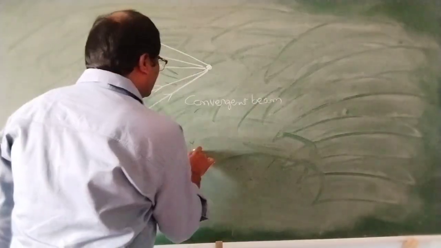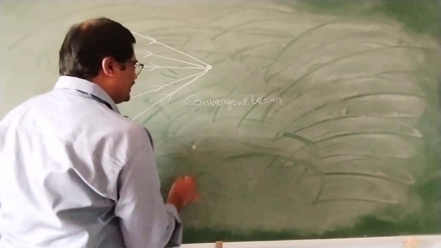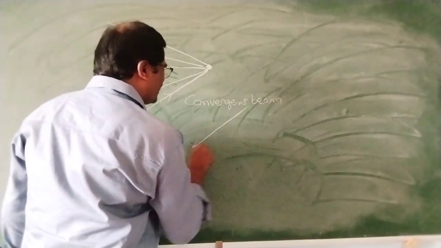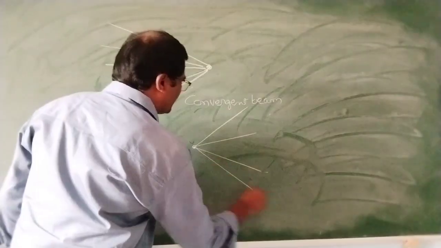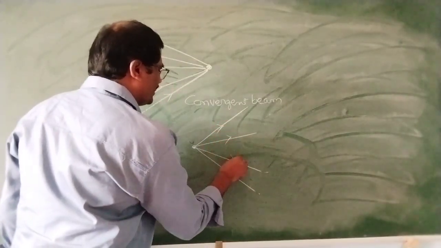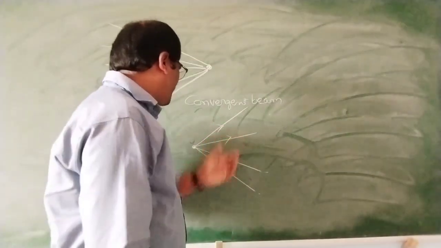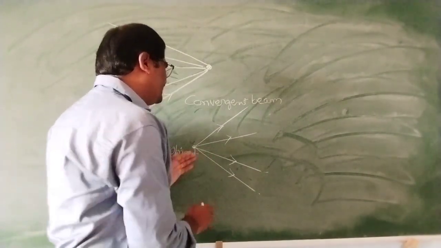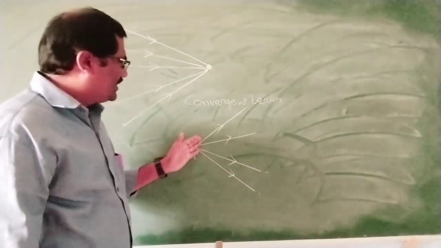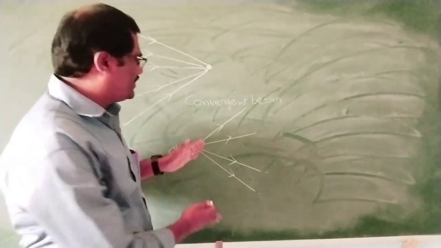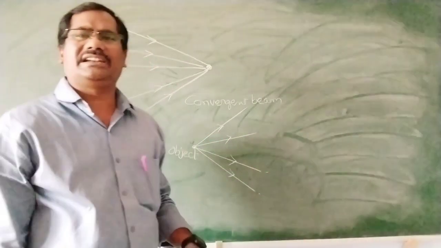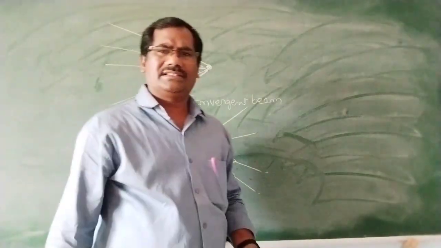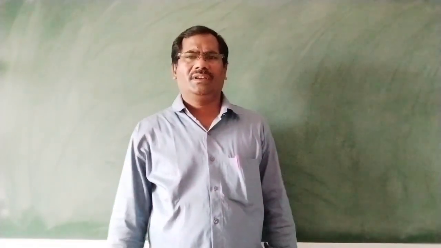Next, what is a divergent beam? Divergent means this is the object, and these rays are coming from the object. These rays do not meet at a point. That is the divergent beam.